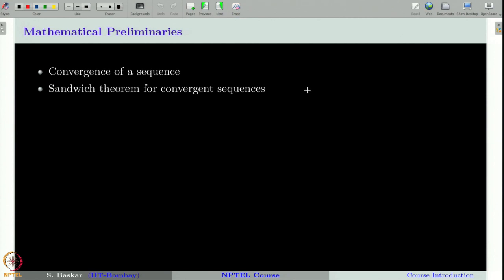Suppose you have three sequences a_n, b_n and c_n. If we know that a_n is less than or equal to b_n, and that is less than or equal to c_n, at least for sufficiently large n, that is, you can find a natural number N greater than 0 such that this holds for all n greater than or equal to N. And further, if we know that a_n is converging to L and c_n is also converging to L as n tends to infinity, the same limit, then it is quite intuitive to see that b_n will also converge to L as n tends to infinity. That is what the sandwich theorem says.